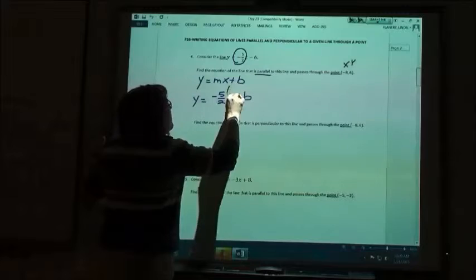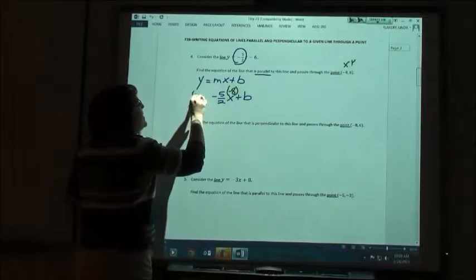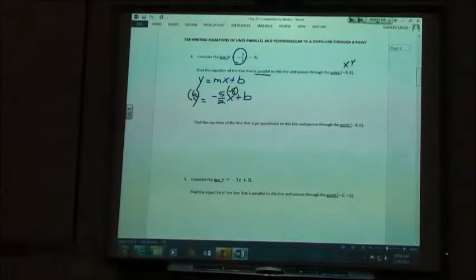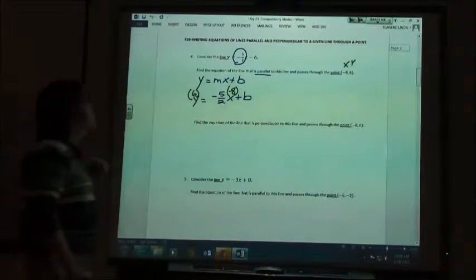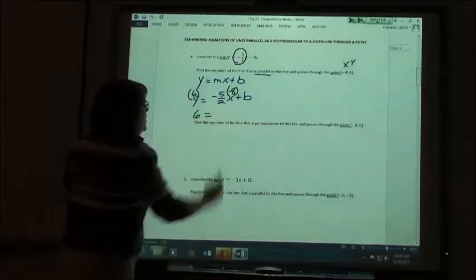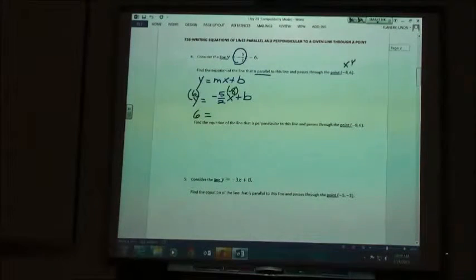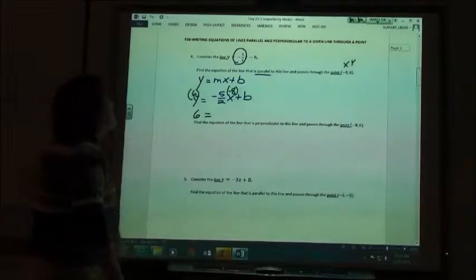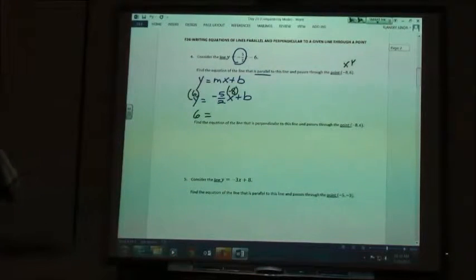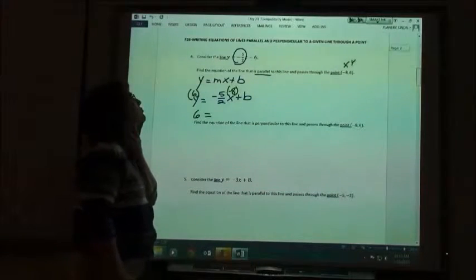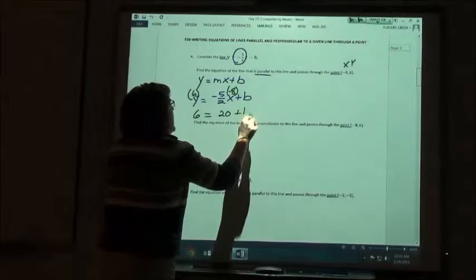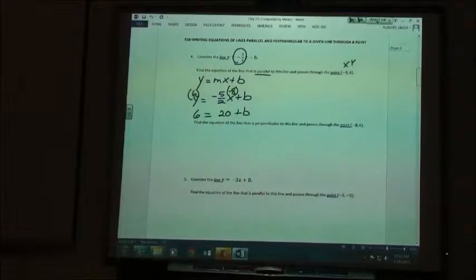So we know that the negative 8 is going to go in the x spot and that the 6 is going to go in the y spot, right? So 6 is going to equal negative 5/2 times negative 8, right? Now you got to multiply that out for me. Okay. So negative 5/2 times the negative 8 is 20 plus b.